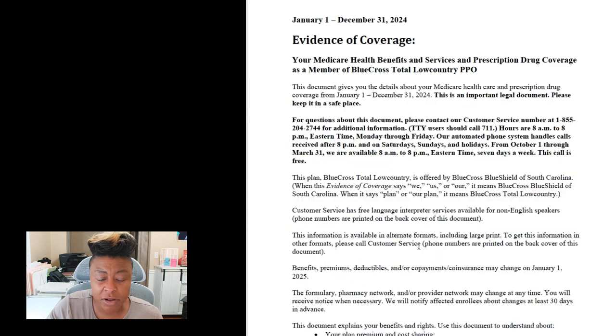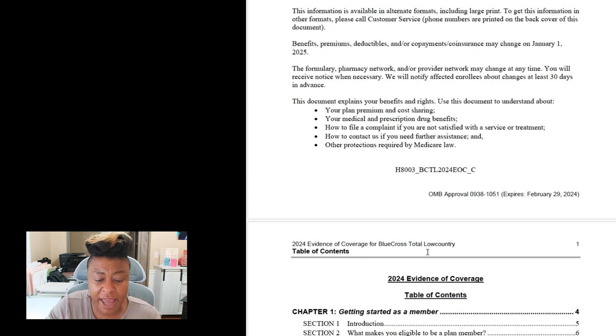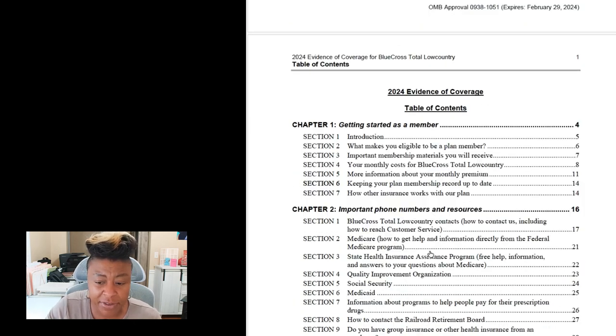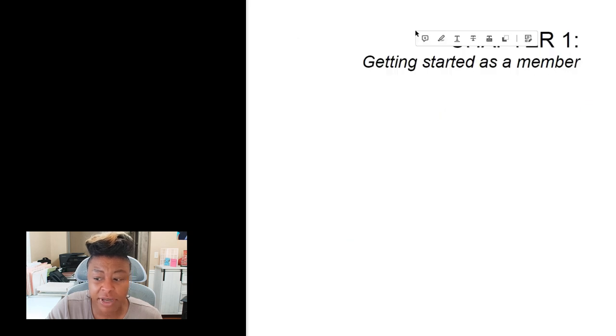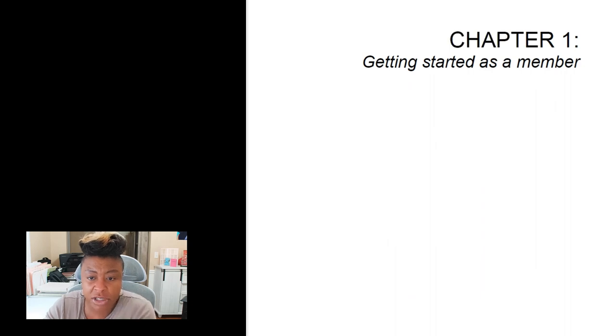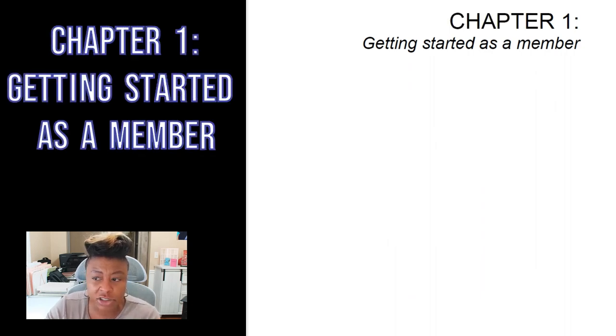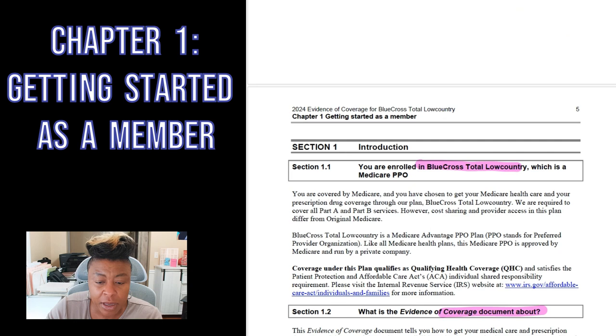All right, so let's scroll on down and we recall this page. So we're not going to go through any of this stuff that we've already gone over. We're going directly to chapter 1 to talk about how we get started as a member, and chapter 2, the important phone numbers and resources. So let's remember that we can click within this document and it's going to take us directly to where we clicked. So let's get started with chapter 1, getting started as a member.